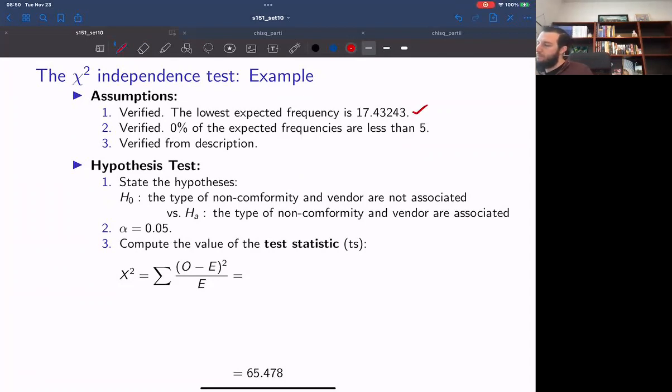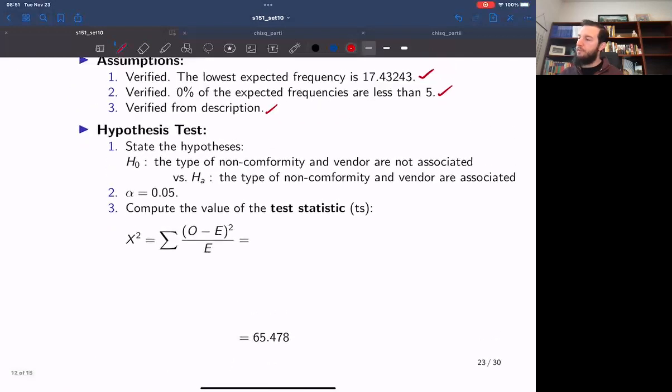Our second assumption is that no more than 20% of the expected values are less than five. We don't have a single expected value less than five, so we're good here. And then the third assumption is that we collected a simple random sample. We're told in the description of the problem that we can assume the data is an SRS, so we're fine here.